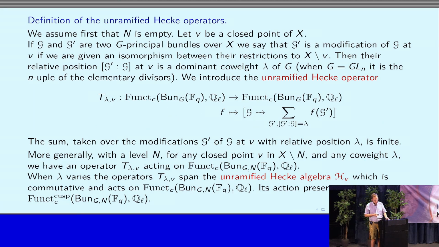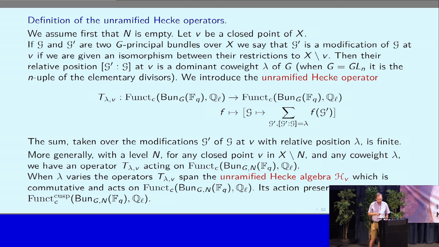So now I define the unramified Hecke operators. I assume first that N is empty, and I will consider the Hecke operator at v, a closed point of X. If G and G' are two G-principal bundles over X, we say that G' is a modification of G at v if we are given an isomorphism between the restrictions to X minus v. And then the relative position at v is a dominant coweight lambda of G. And we introduce an unramified Hecke operator, T_lambda,v, given by this formula, where the sum is finite and is taken over the modifications G' of G at v with relative position lambda.